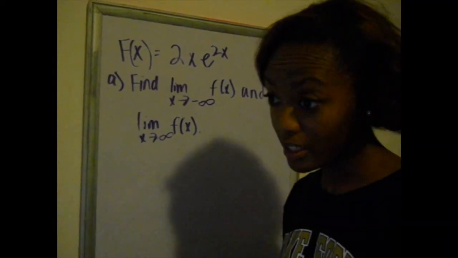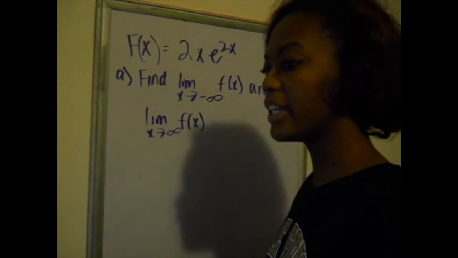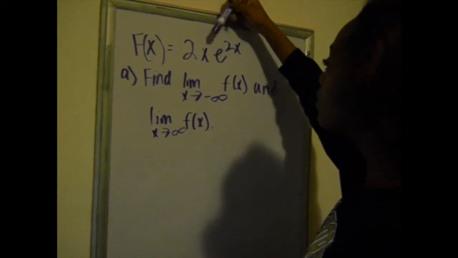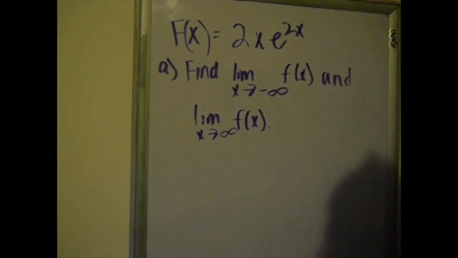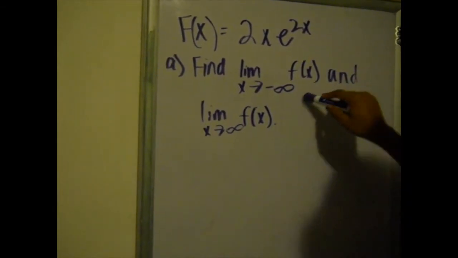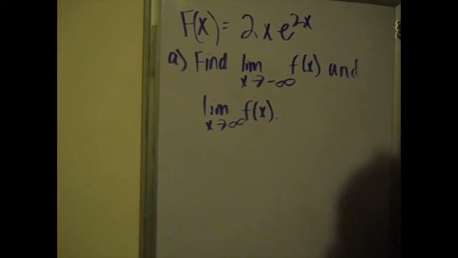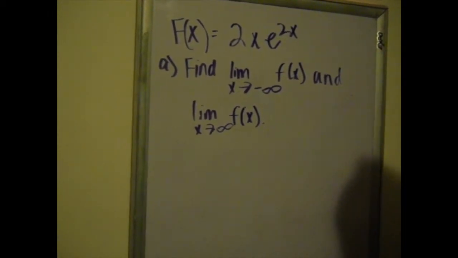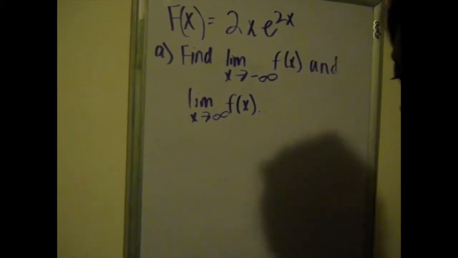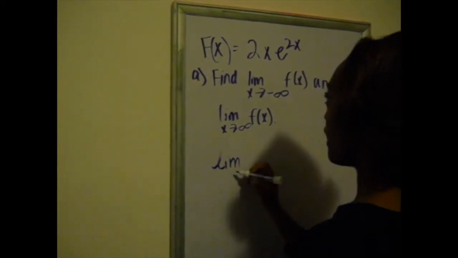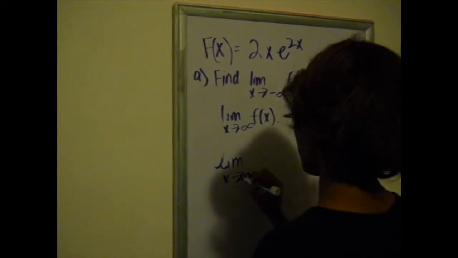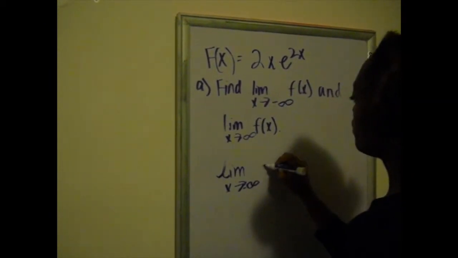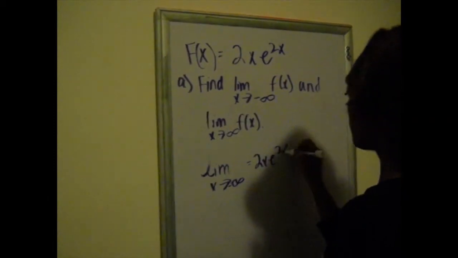So the first free response question is, let f be the function given by f of x equals 2x e to the 2x. And I'm doing part A, which is to find the limit of f of x as it approaches negative infinity, and then find the limit of f of x as it approaches positive infinity. So the first step is to, of course, rewrite your limit. The limit as x approaches negative infinity of 2x e to the 2x.